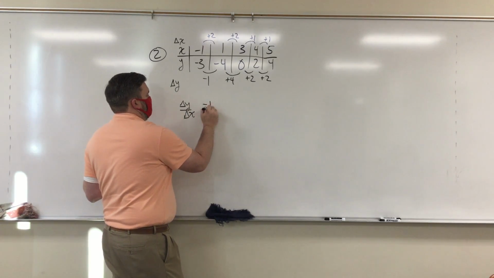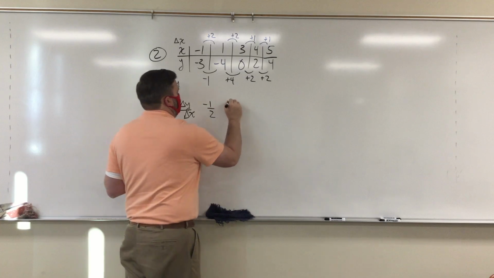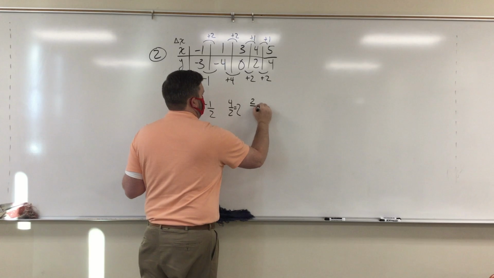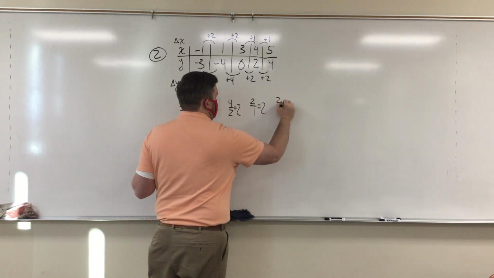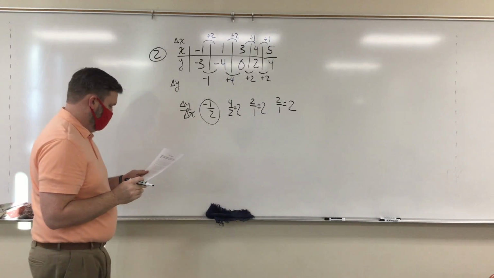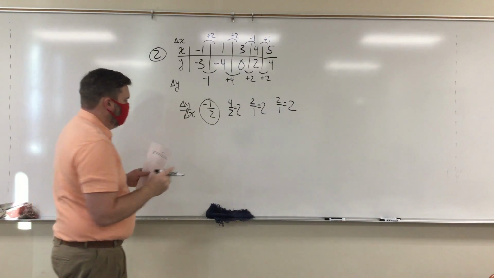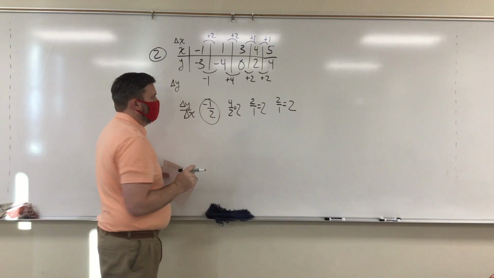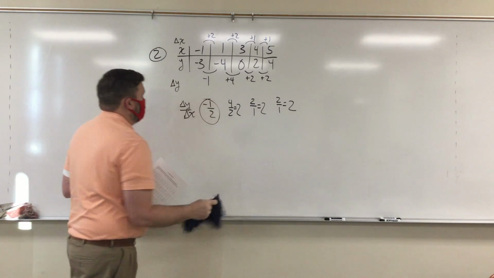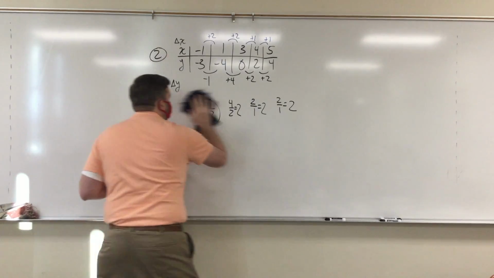First time we get -1/2, then we get 4/2, which is 2, 2/1, which is 2, and then 2/1 again, which is 2. So this one's obviously different. This would be nonlinear because there's not a constant rate of change. So there's no equation to find since it's nonlinear.